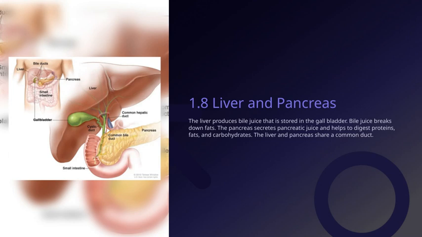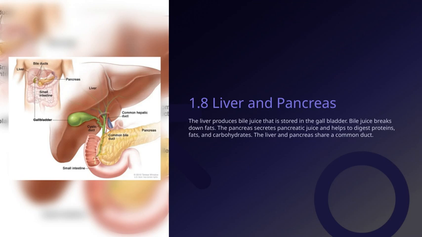The liver produces a substance called bile juice, which plays a crucial role in breaking down fats. This bile is stored in the gallbladder until it's needed during digestion. When fats enter the small intestine, the bile is released to help emulsify and digest those fats efficiently. The pancreas, on the other hand, secretes pancreatic juice that contains enzymes essential for digesting proteins, fats, and carbohydrates. It's like a chemical factory that produces the tools our body needs to break down different nutrients into usable forms.